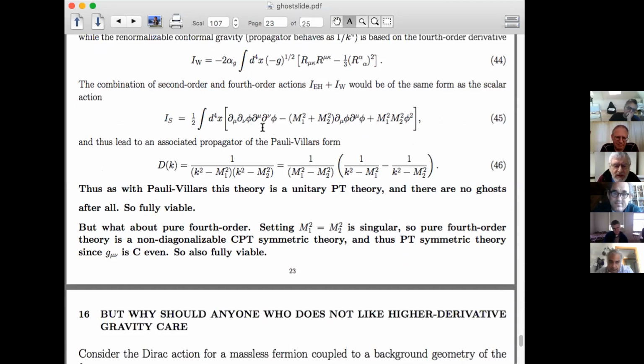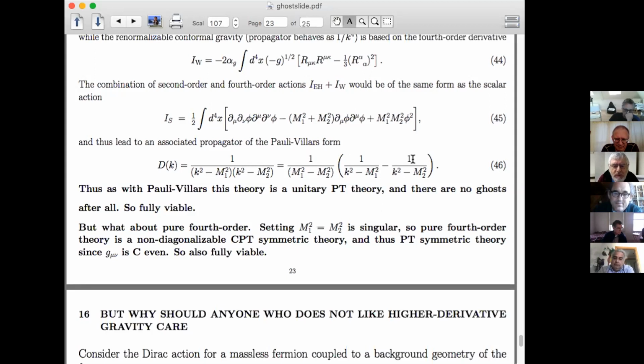But now let's go back to fourth order. So finally, we've solved second plus fourth. We've now shown that it's viable all along. But what about pure fourth order? If we said M1 equals M2, this decomposition into partial fractions becomes ill-defined. That limit is singular, but that's exactly what we were meeting before when we set omega 1 equals omega 2.